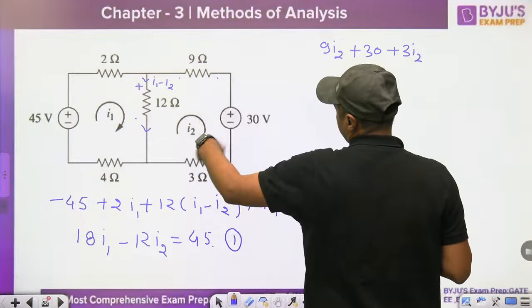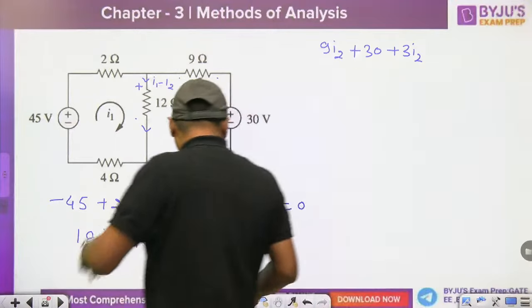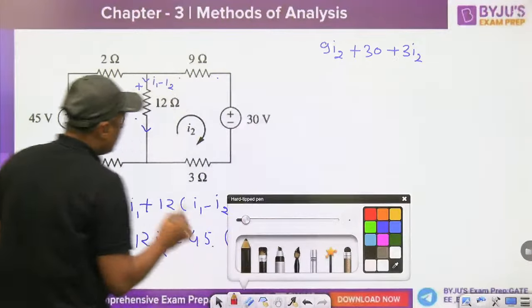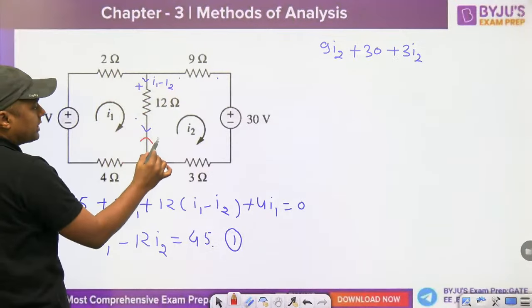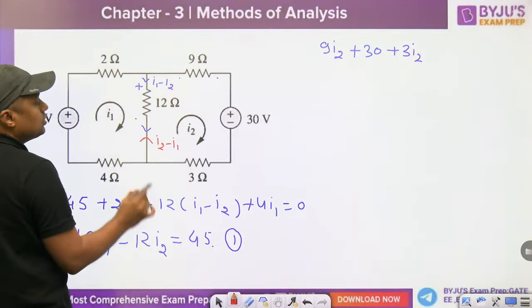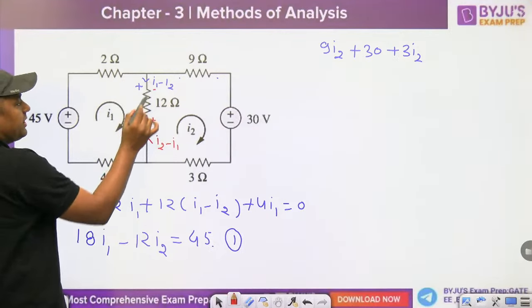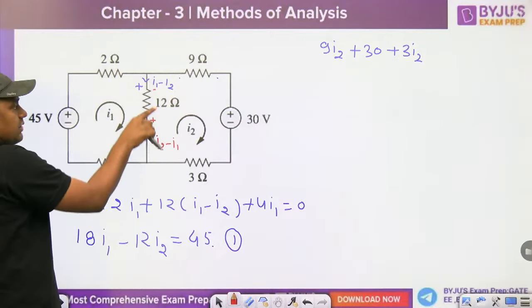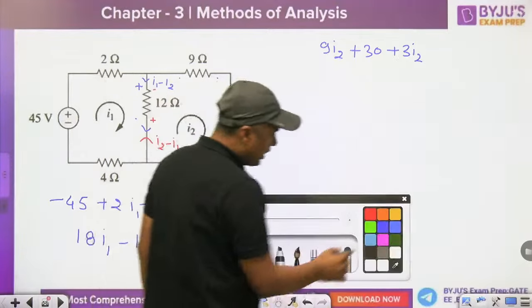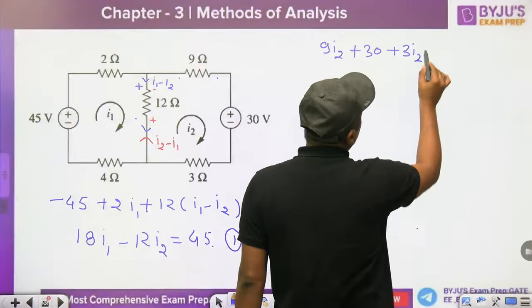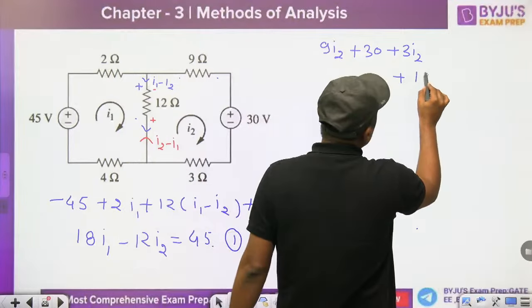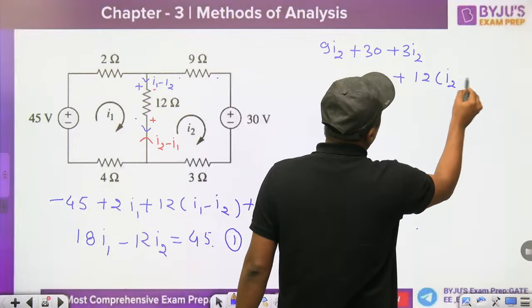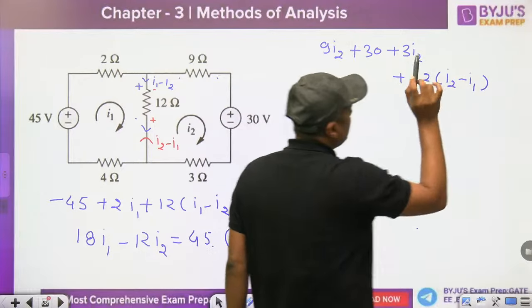This is the mesh current I2. And now, what is the current in upward direction? Watch this. This is the current in downward direction, but what is the current in upward direction? I2 minus I1. Normally we write this as plus, this as minus. So (I2 minus I1) into 12. With respect to what are we writing? I2. So you will write 12 times (I2 minus I1) because in the upward direction the current is I2 minus I1.